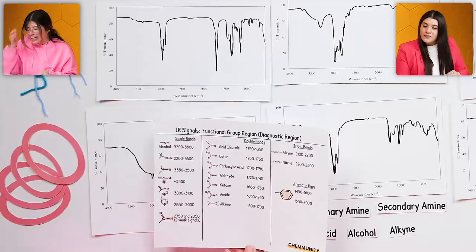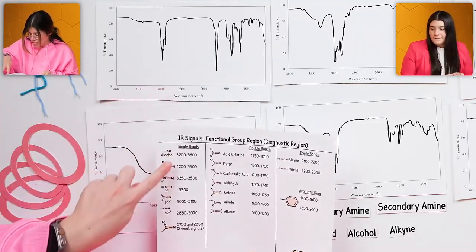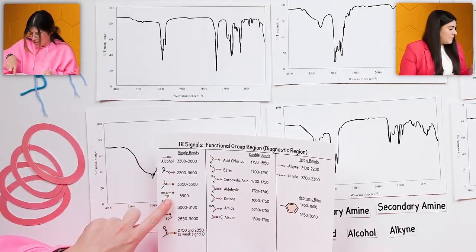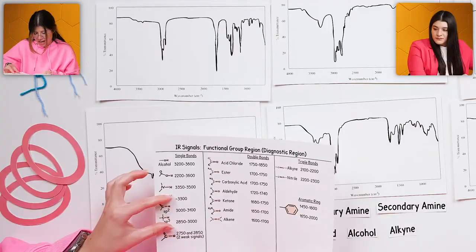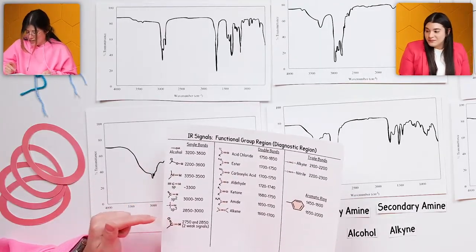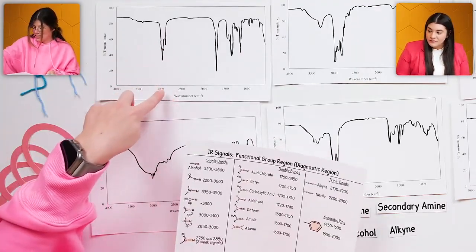Okay, so I know we're looking at like the 3,000 range. So it would be less than that. Probably one of these. Yeah, I'd say one of these three, because it's a little bit less than 3,000. So I'd go with this one, CH sp3, because it ranges from like 2,850.